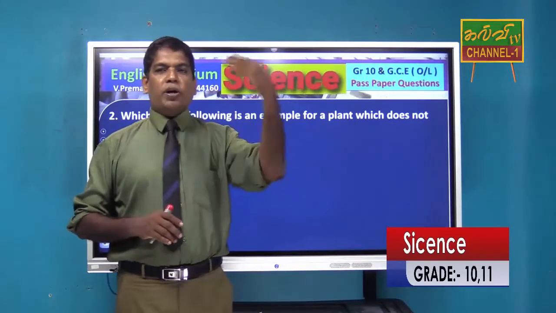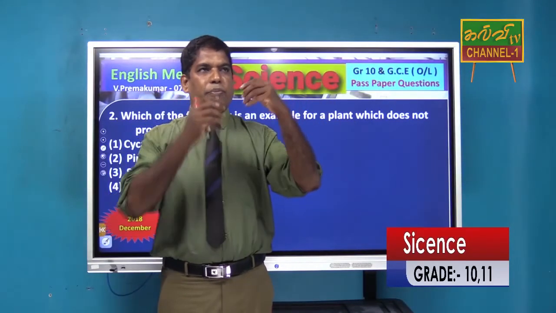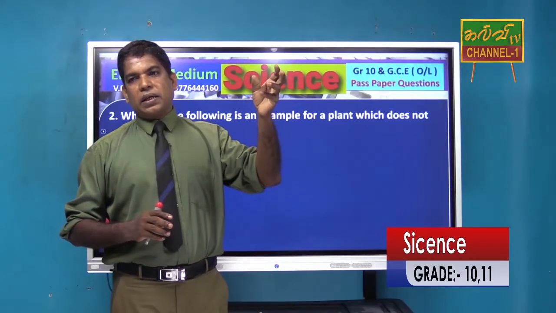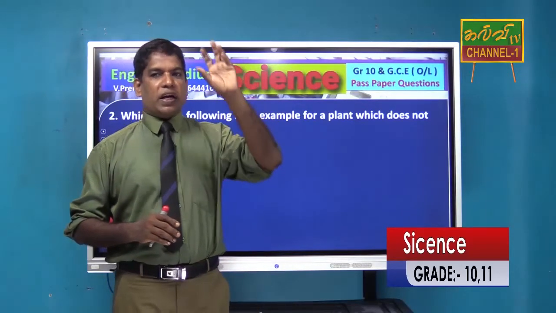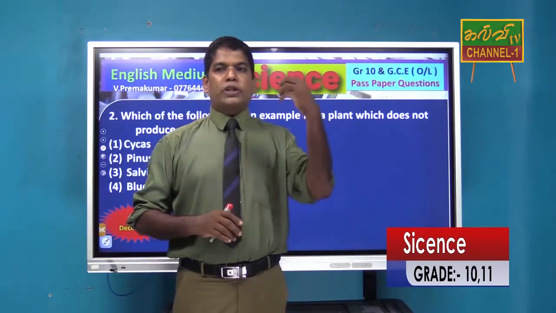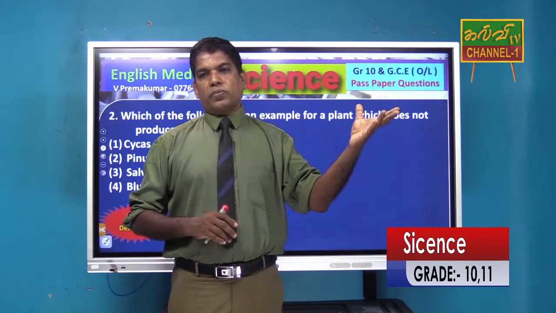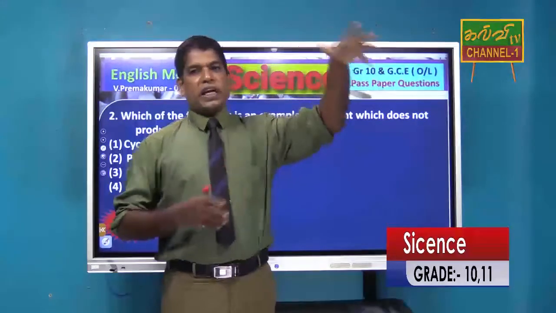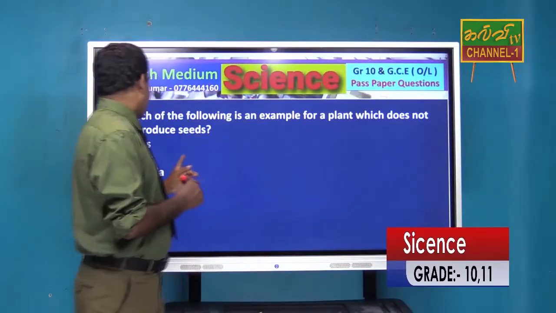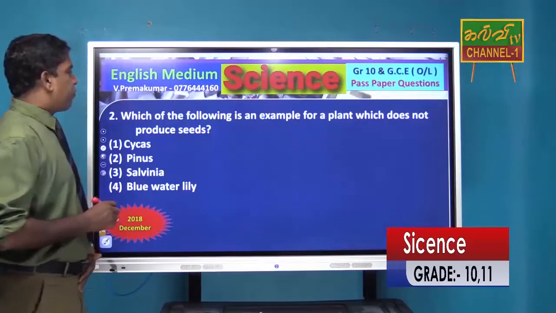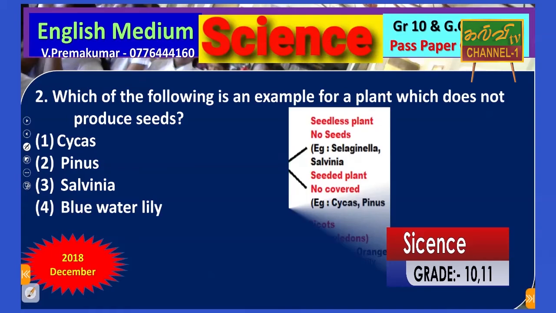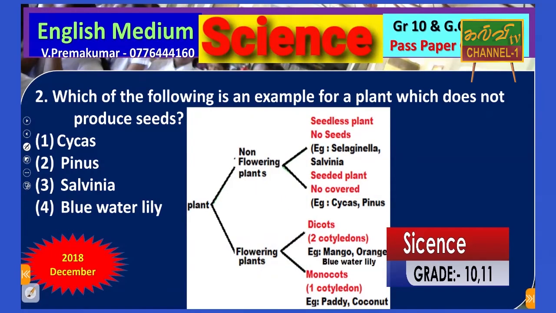But some plants don't bear flowers, yet they can produce seeds. You know, Pinus and Cycas, those kinds of plants can produce seeds but don't bear flowers. These are called gymnosperms, which we will study later. Anyway, the question is: which of the following is an example of a plant which does not produce seeds? This is a 2018 question.